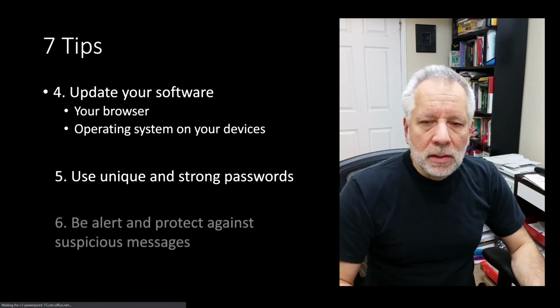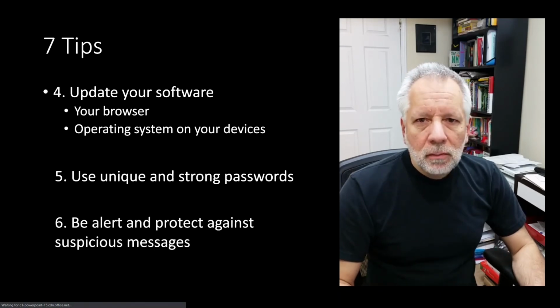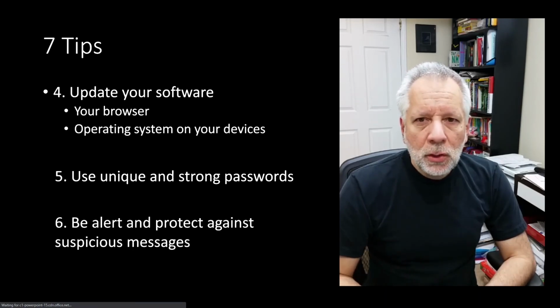Tip number six, be alert and protect against suspicious messages. Avoid suspicious requests for passwords, personal information, or financial information. If you receive an email requesting information, check the sender email address as well as the reply address. Avoid suspicious web pages. If you use Google Chrome or Firefox, you will get a warning when a website is suspicious or if it is infected by a virus or malware.